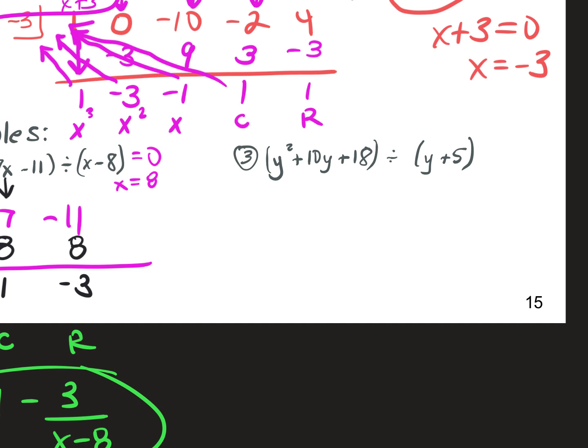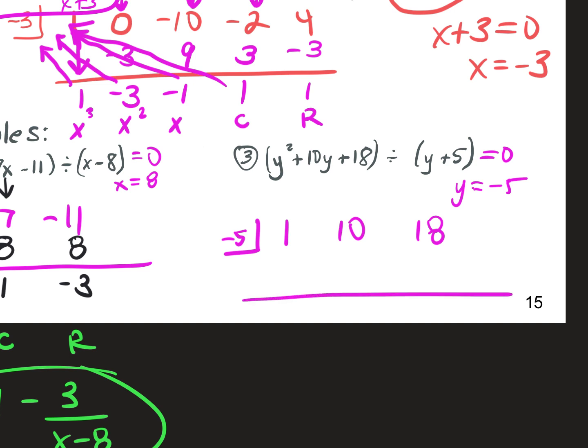All right, what do I put in my little box? What goes in the corner? Negative 5. We set what we're dividing by equal to 0, so y equals negative 5. Y equals negative 5, so that's going to go in the corner. And then I write out my coefficients. Make sure everything is accounted for. So we start with y squared. What's the coefficient of y squared? 1. What's the coefficient of y? 10. And then what's the constant?